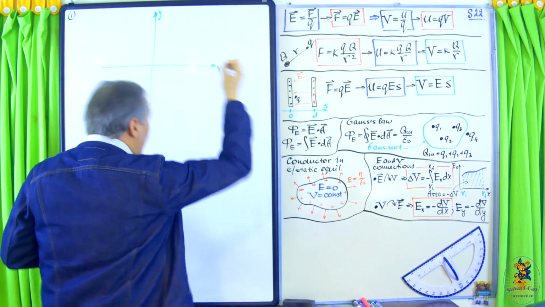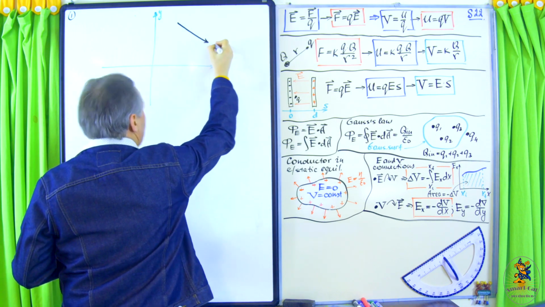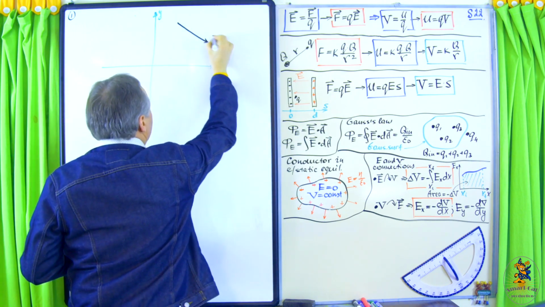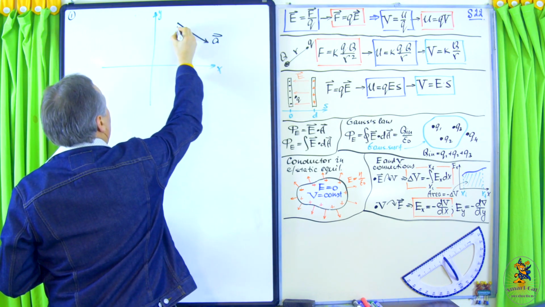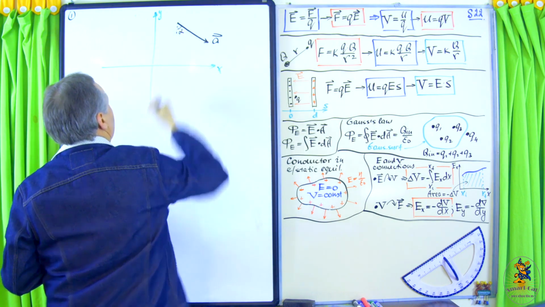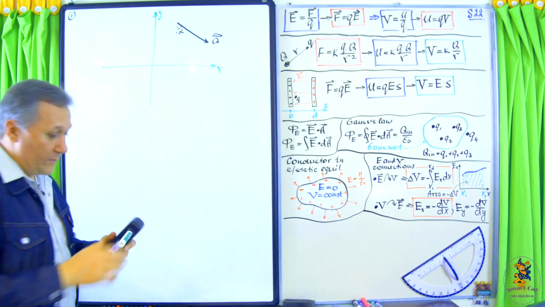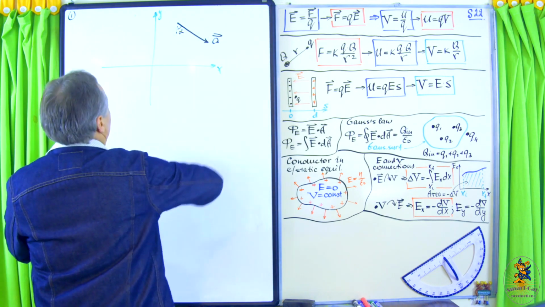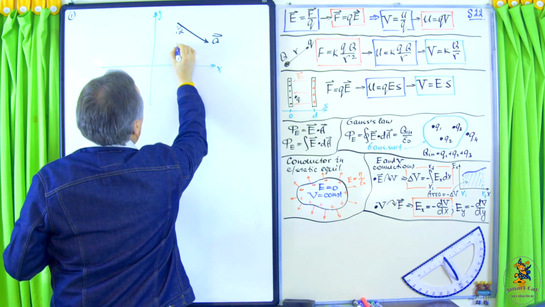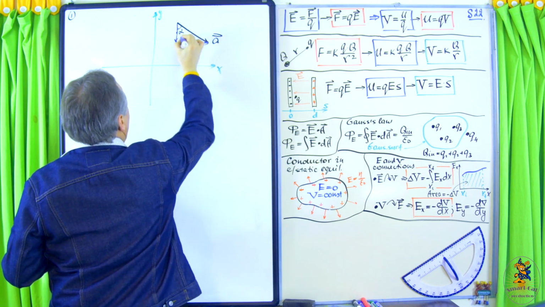Let's assume that our vector points this way. Let's say it's vector A, and let's say we know this angle alpha. We want to find components. Components are very easy, right? Probably I'll use a different color. That will be the x component, and this will be the y component.